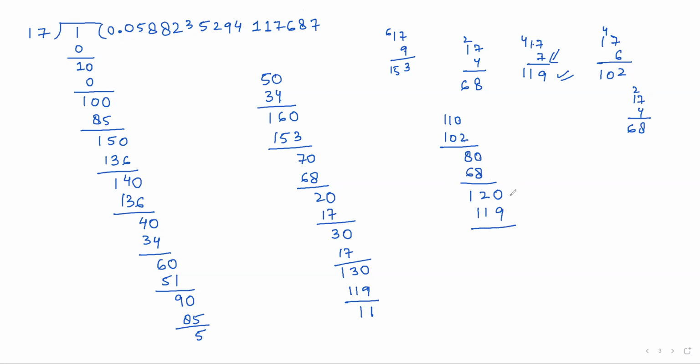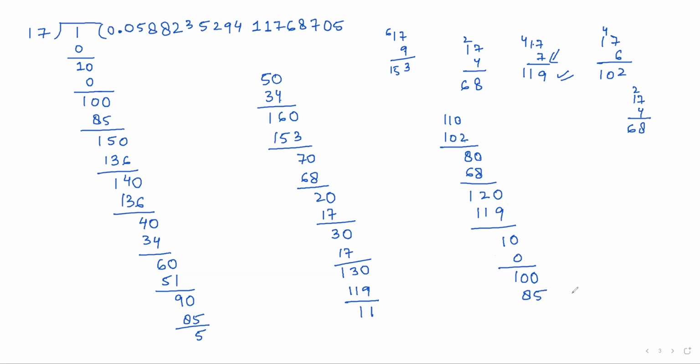119. So 10 minus 9 is 1. Yeah. Will be 1. Okay. So then 10, again 0 time, right? 0 time it will go. It's smaller. Yes. So I'll get 10 as the remainder. Make it 100. So 5 times I'll get 85.